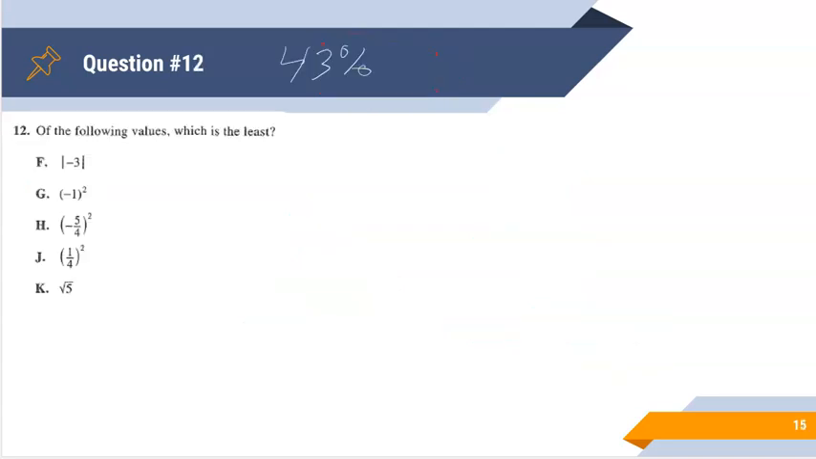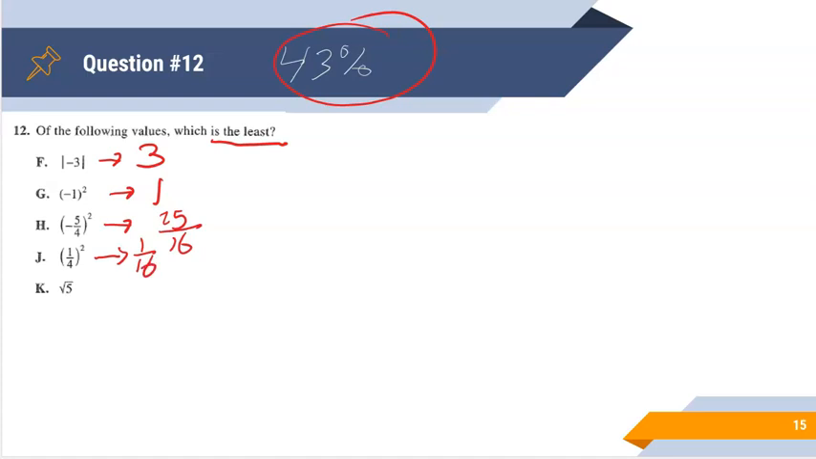Okay, question number 12. 43% of people got this right. This question asks, what is the least? Which one is the smallest? Well, the absolute value of negative 3 is 3. Negative 1 squared is 1. Negative 5/4 to the second power is 25 over 16. And then 1/4 to the second power is 1 over 16.